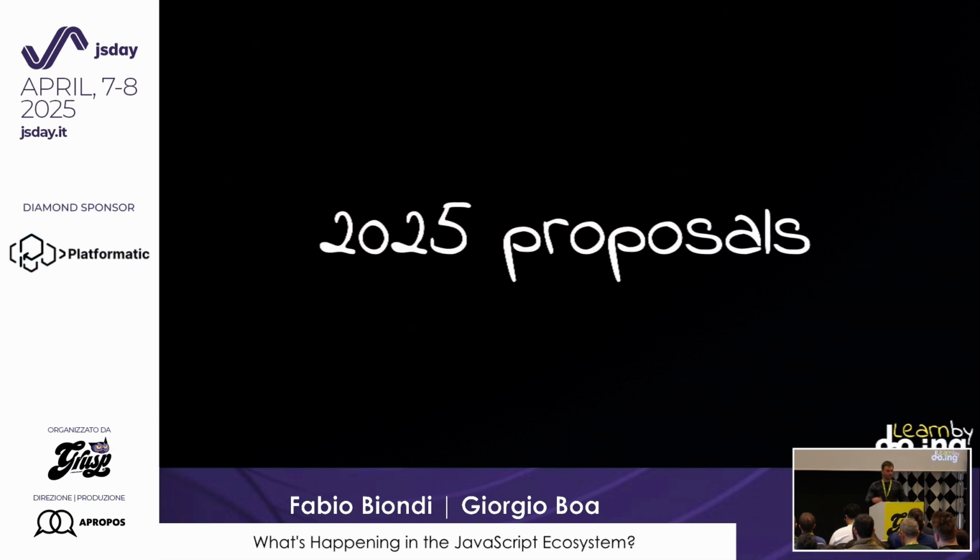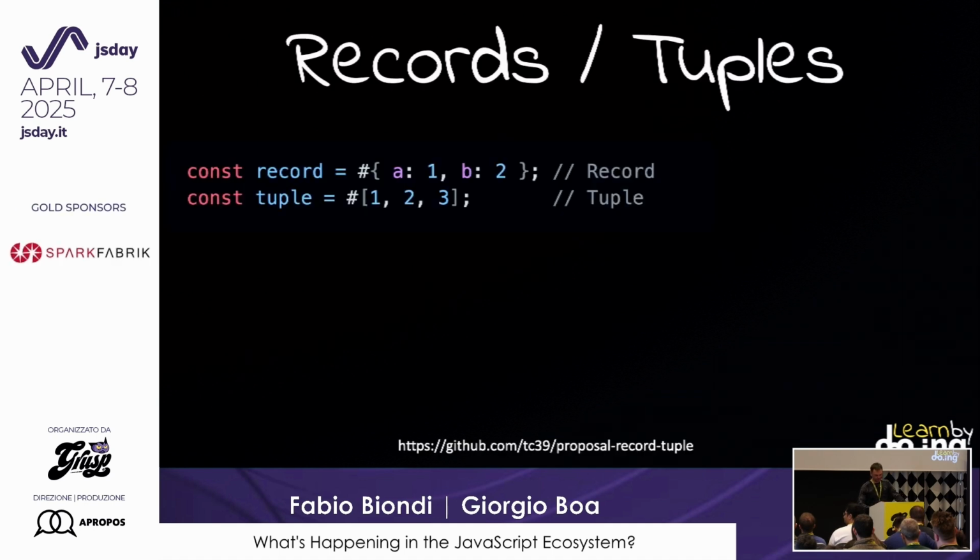So every year there are many proposals for the introduction of new language features, and before being confirmed, they pass several phases of staging. So there are some interesting features that I want to show you. For example, the first revolution I want to show you is the new immutable tuple and record.